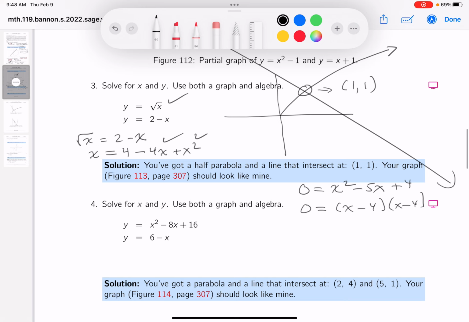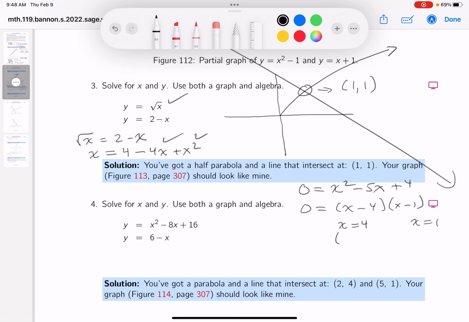And it's got 2 answers. I'm sorry, not minus 4, it's minus 1. Sorry about that. Let me erase this. All right, that works out. x squared minus 5x plus 4. So there's 2 answers: x equals 4, and the other answer is x equals 1.